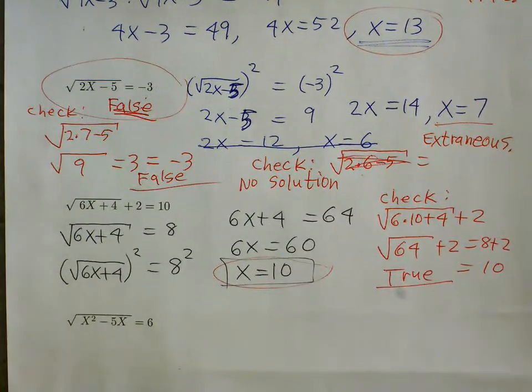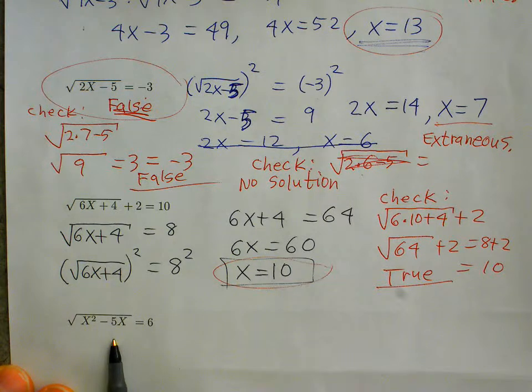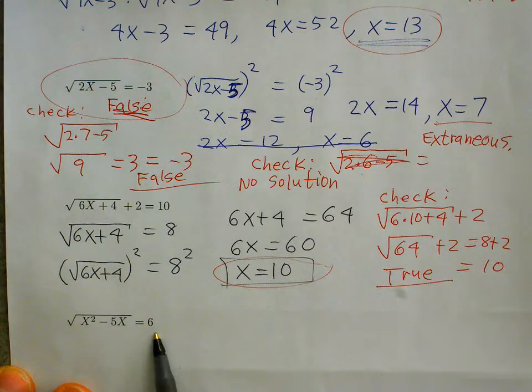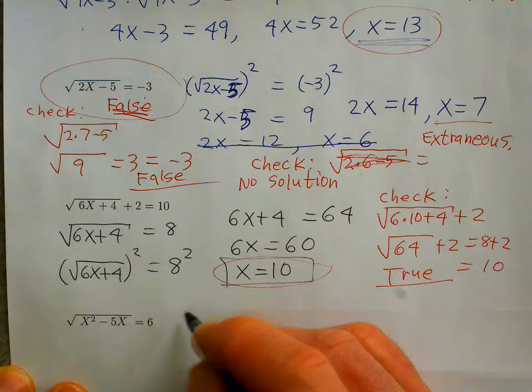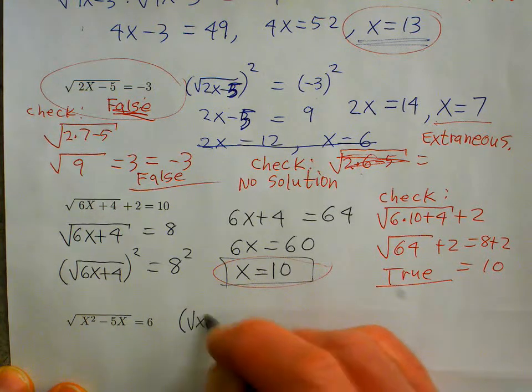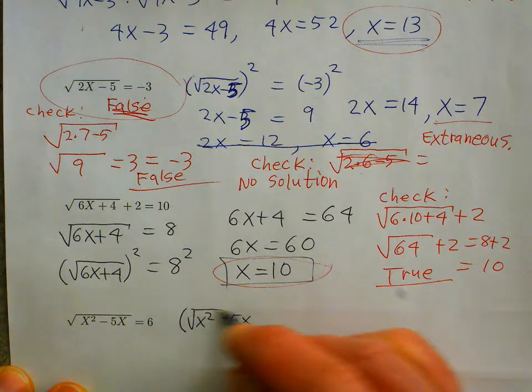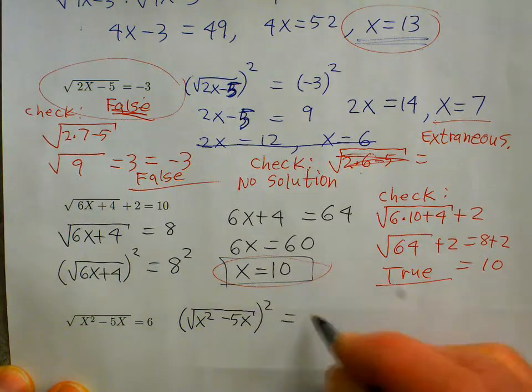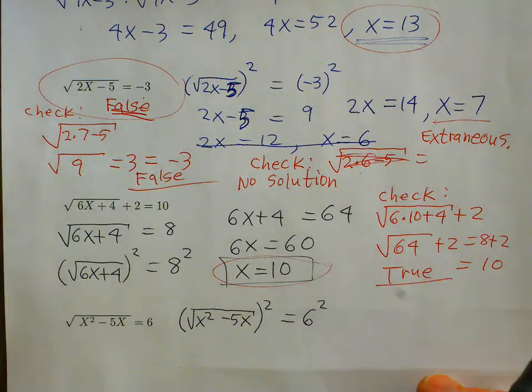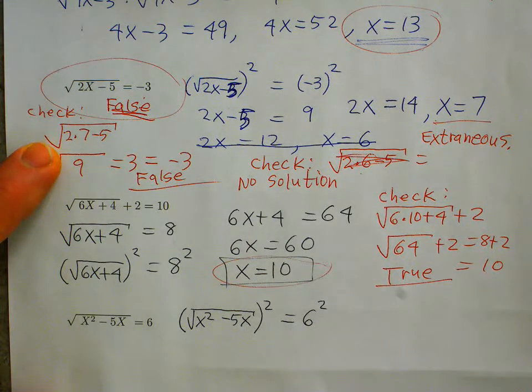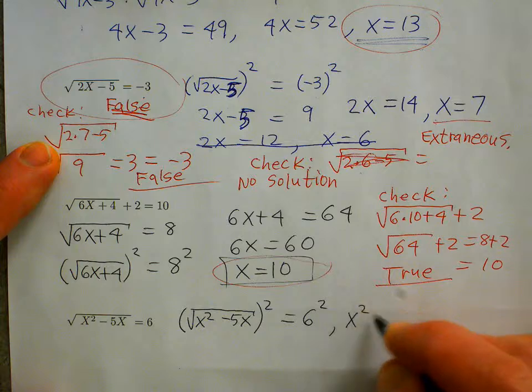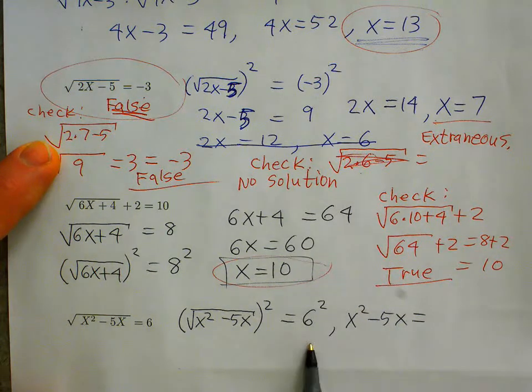Okay, the next one is a little more complicated. The first step is going to be the same as before. We have the square root of x squared minus 5x equals 6. So we want to solve for x, so we're going to square both sides. So square the left-hand side and square the right-hand side. When we square the square root of x squared minus 5x, we get x squared minus 5x, and that's equal to 36.